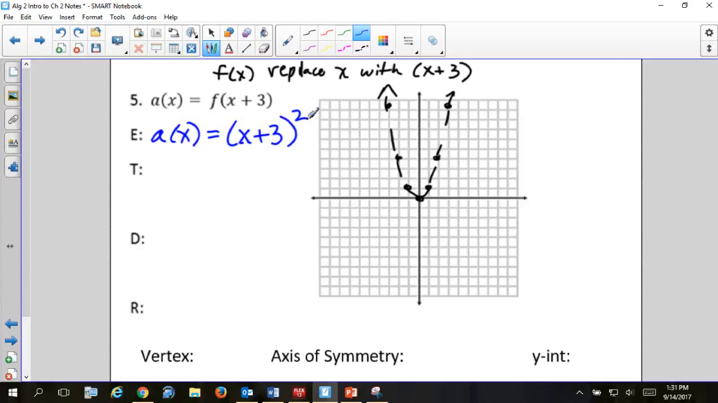X plus 3 quantity squared. So I took out the x, replaced it with parenthesis x plus 3. And it's still squared. Now what kind of transformation is it if in parentheses we have x plus 3? Translate left, how much? 3 units. So on our graph, every ordered pair, just move them to the left, 3 points, 3 units.